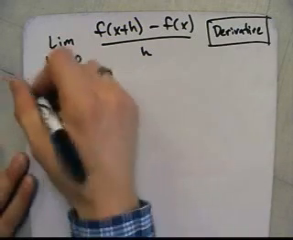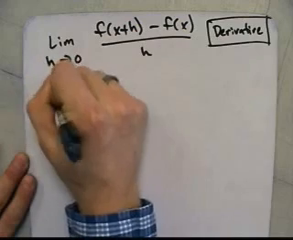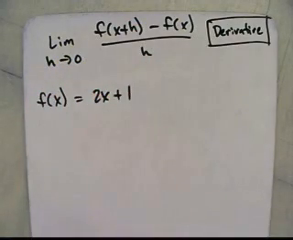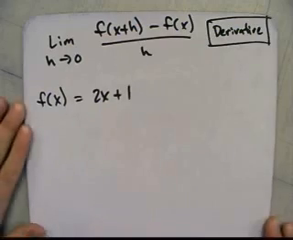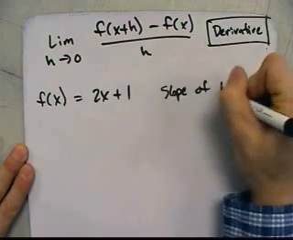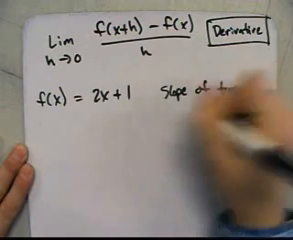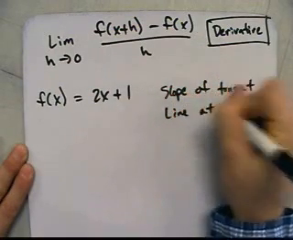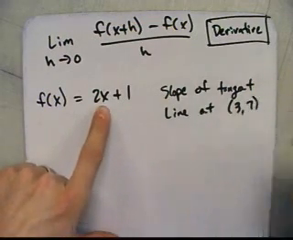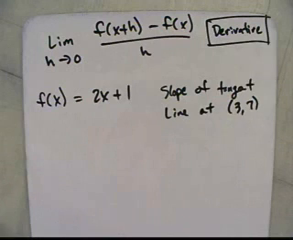Okay, let's start out with one that's very basic. Let's start out with f of x equals 2x plus 1. A pretty basic equation. And I want to find the slope of the tangent line at, let's say, the point 3. What if we throw in 3, 7? 3, 7 is a point on there, right? Yeah, sounds right. Cool.